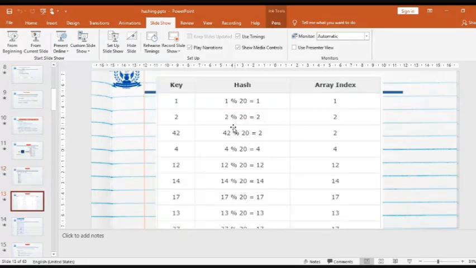This is another example. Here we have 2 divided by 20, so we get 2, and the array index is 2. Then the next key is 42, and 42 divided by 20 means, what is the modulo?